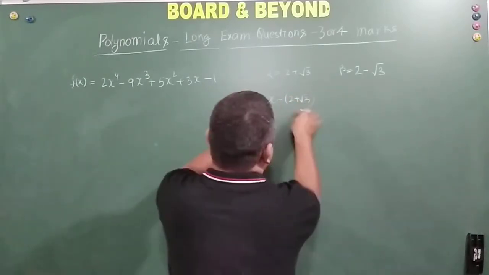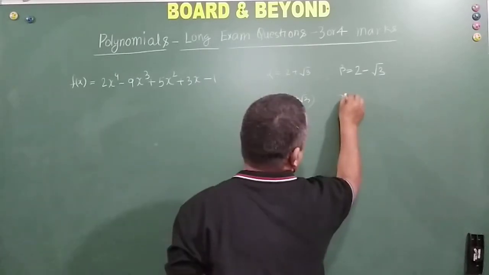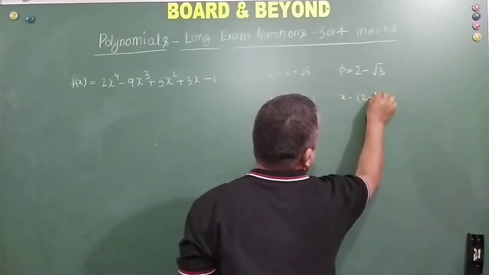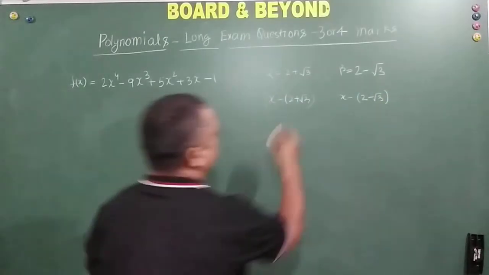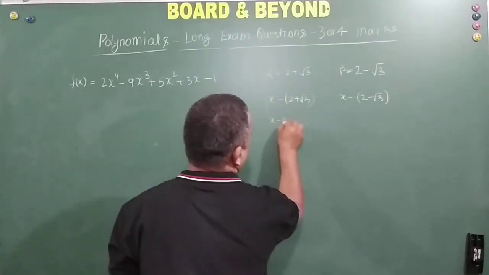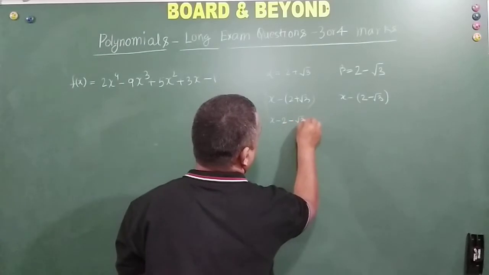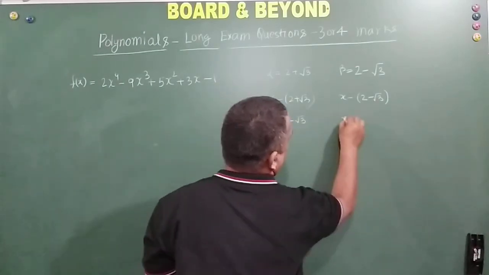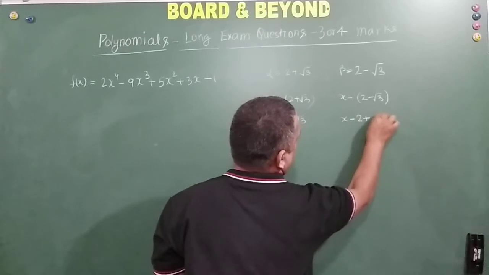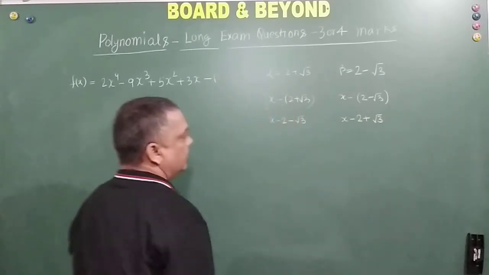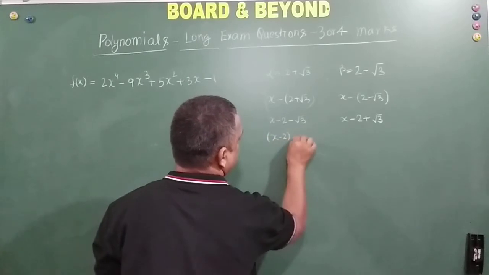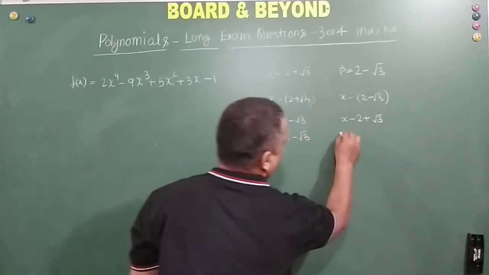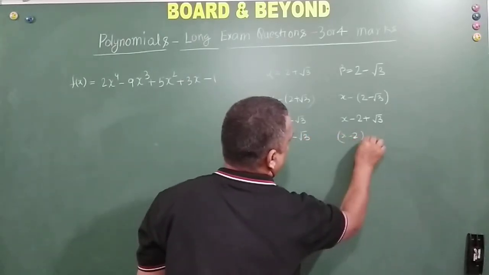This is not required. This is one factor. Similarly, x minus 2 minus root 3 is another factor. I am opening up the bracket now: x minus 2 minus root 3, and x minus 2 plus root 3. Now I am rearranging it, not even rearranging, I am regrouping it in a sense: x minus 2 plus root 3.